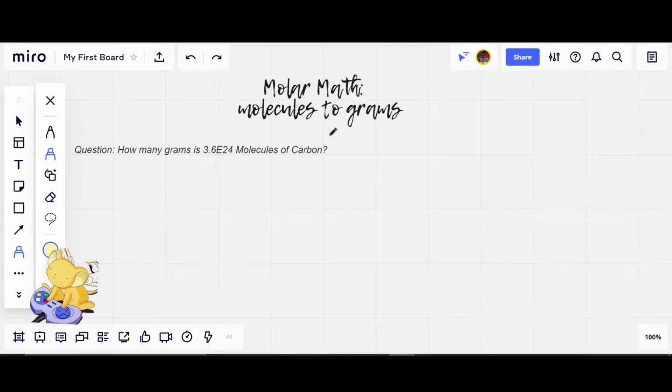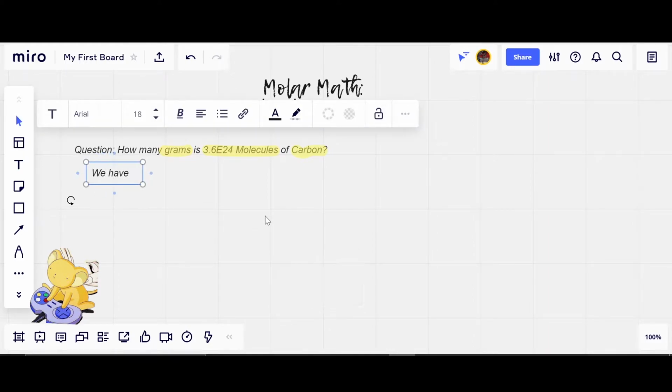Let's begin, shall we? Okay, so the question is, how many grams is 3.6e24 molecules of carbon? 1. Let's highlight all of the important information. We can circle 3.6e24 molecules and carbon. Using this information we can determine our starting and ending point. Our starting point is 3.6e24 and our ending point is the answer.